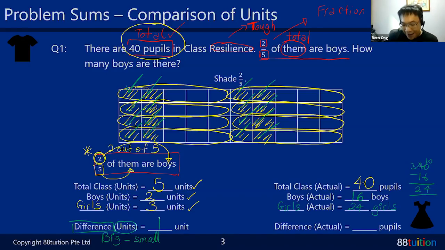Cool? And look at the number on the right. Look at the actual number. There are 16 boys and there are 24 girls. What is the difference? Difference means what? Big minus small.